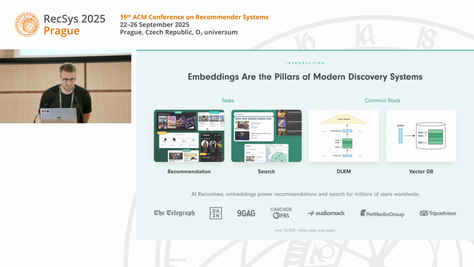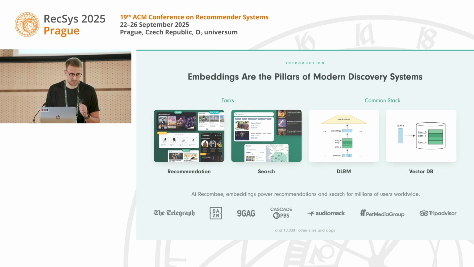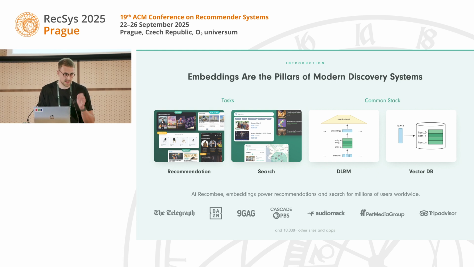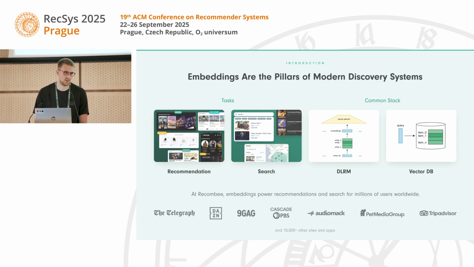As was probably mentioned here, and you are well aware since you're sitting here, recommendations and search share similar pillars, and those pillars are the embeddings upon which many of your core stacks are probably built. These might include deep learning recommendation models or vector databases that help you retrieve items that are relevant for either your user's interests or your user's queries.